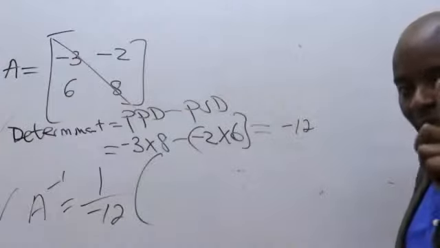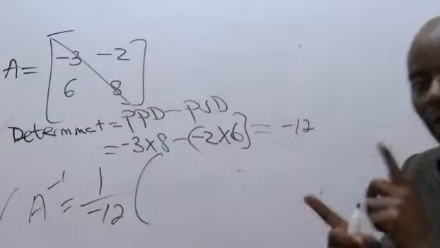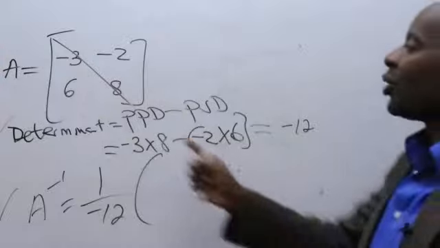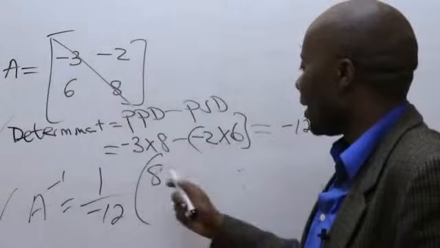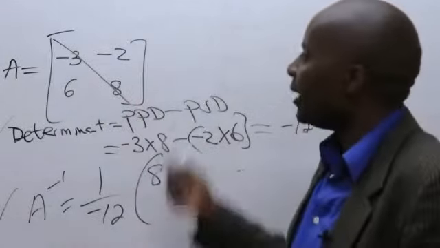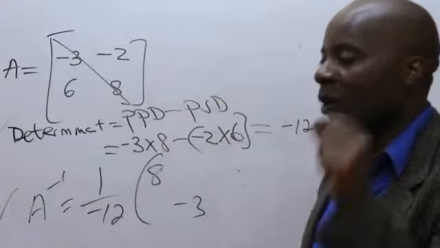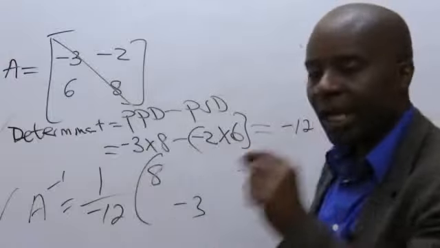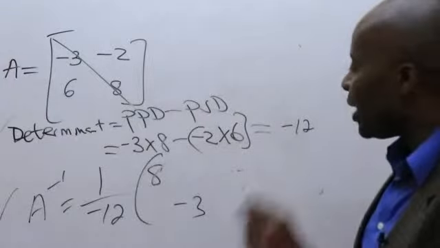The first major thing being the interchange, the exchange between the primary elements. So the primary elements here we shall exchange. So we have 8 versus -3. The primary elements, we exchange them. And then the secondary elements, ladies and gentlemen, we shall leave them where they are, but change their signs.